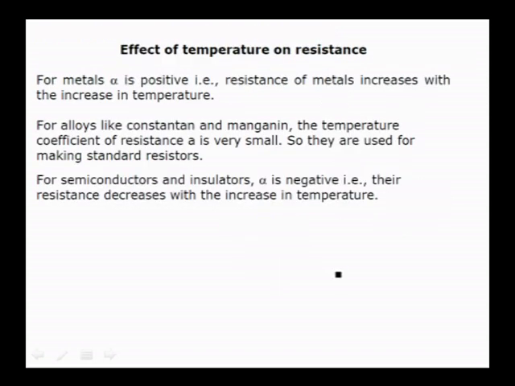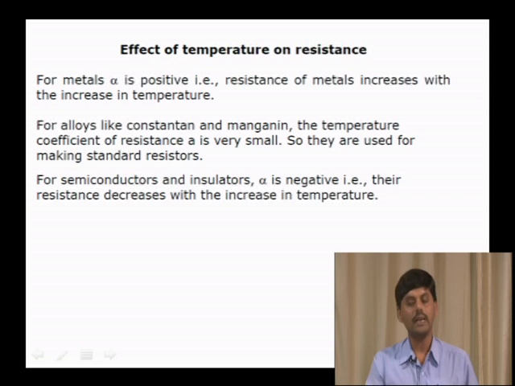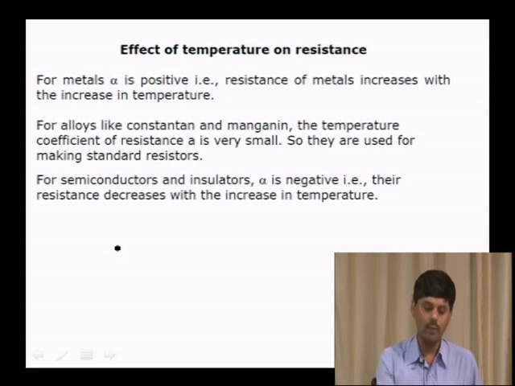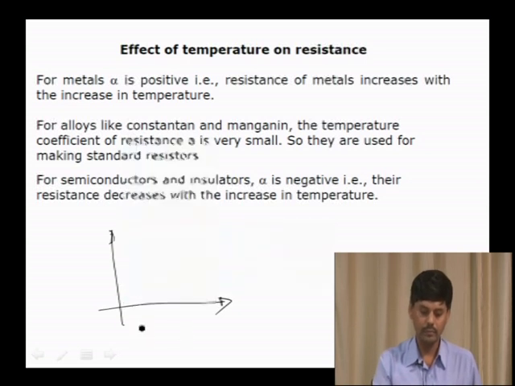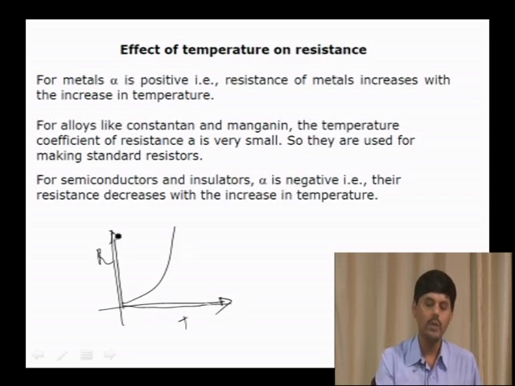Effect of temperature on resistance. Say for example, we are going to consider metals, alloys and semiconductors. In case of metals, we have a variation of the resistivity with temperature, and we get a curve like this. It means that if you vary the temperature, resistance also increases.